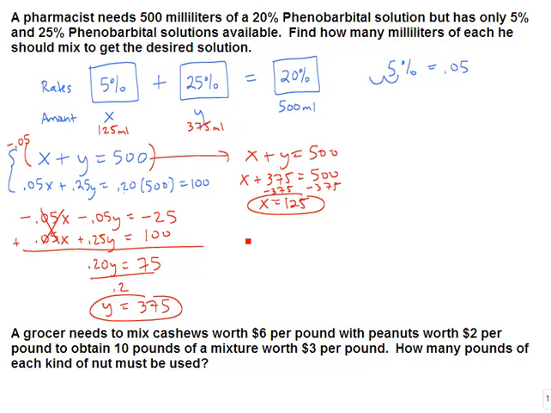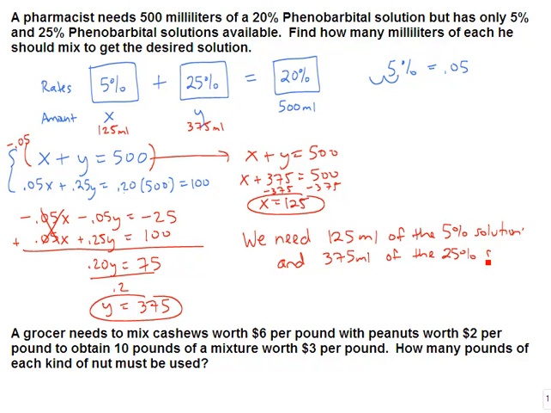So as our solution, we could write, we need 125 milliliters, that was x, so that was the 5% solution. So we need 125 milliliters of the 5% solution, and 375 milliliters of the 25% solution. And there we have it.